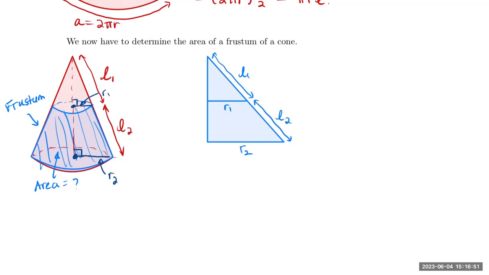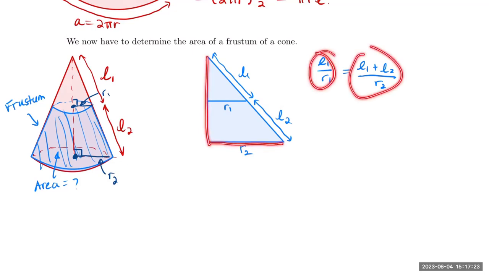Well, let's try to relate these two triangles here. Here we could see that the length L1 divided by R1, and the other part, which is just going to be L1 plus L2 divided by the radius 2. This is because they're similar triangles. So these are actually similar triangles, so they'll have the same kind of ratio between them.